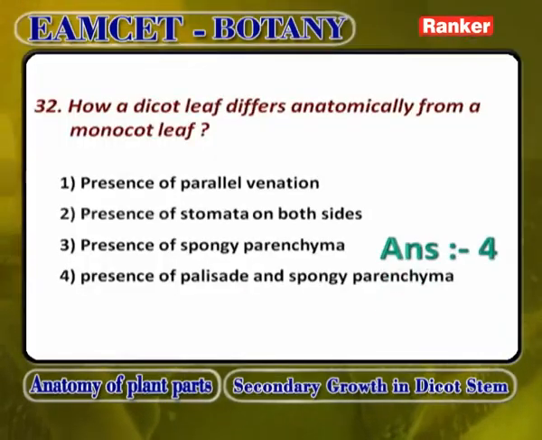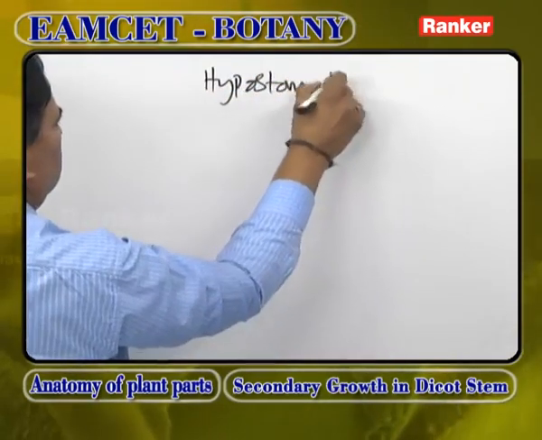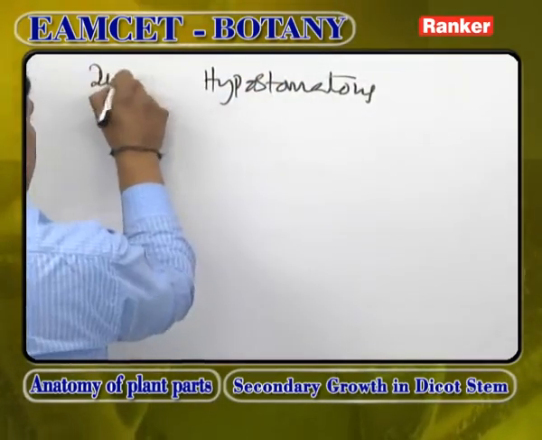How a dicot leaf differs anatomically from a monocot leaf. So, now the question is how a dicot leaf differs anatomically. Presence of parallel venation: a dicot leaf does not possess parallel venation, except a few like Calophyllum. Presence of stomata on both sides: in a dicot leaf, the condition is called hypostomatous. This is in dicot leaf.